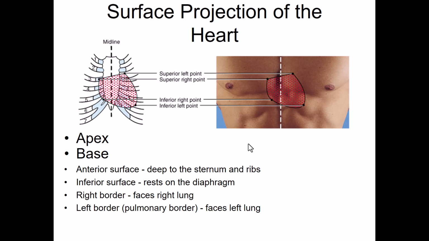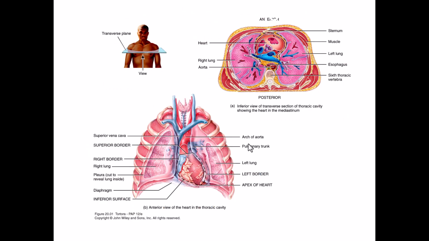There is a bit of an asymmetrical area in that it faces more toward the left, and the apex faces the left lung. There's a little cardiac notch in the left lung where it fits in, and the right border faces the right lung. So you can see the heart's projection in the mediastinal area within the chest, and you can see that cardiac notch there in the left lung when you look at the figure on the bottom left.